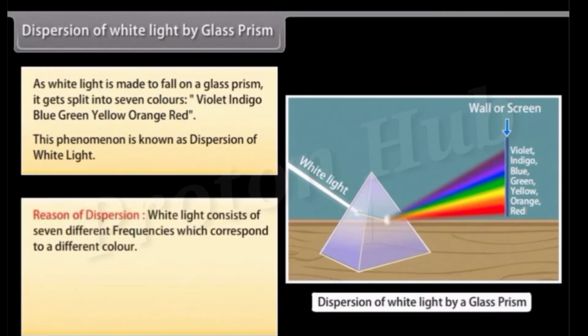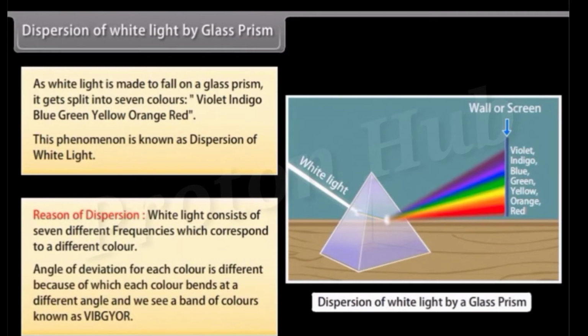Reason of dispersion. White light consists of 7 different frequencies, each of which corresponds to a different color. The angle of deviation for each color is different, because of which each color bends at a different angle, and we see a band of colors known as VIBGYOR.